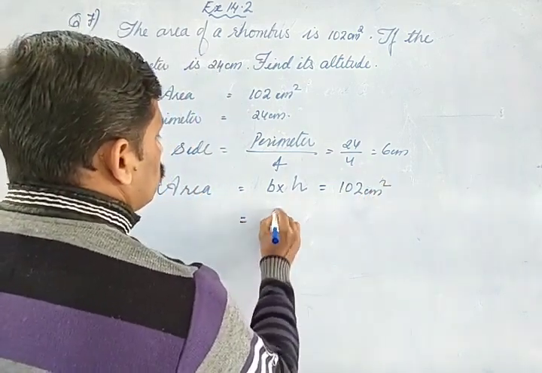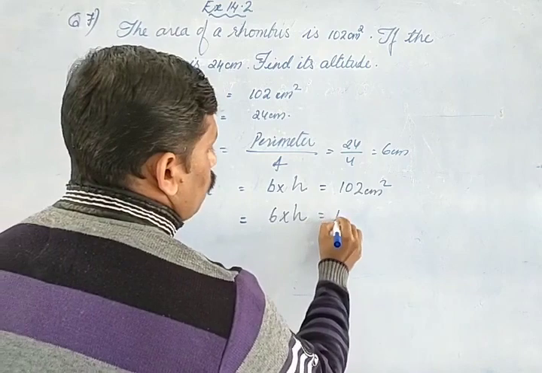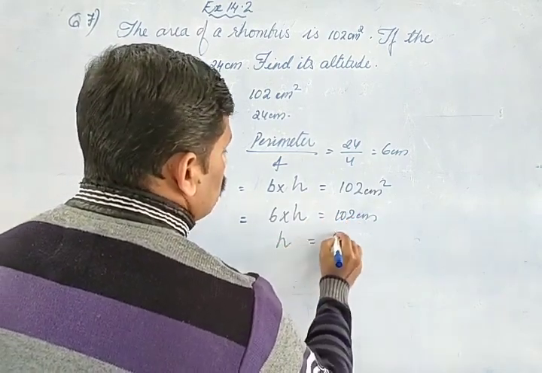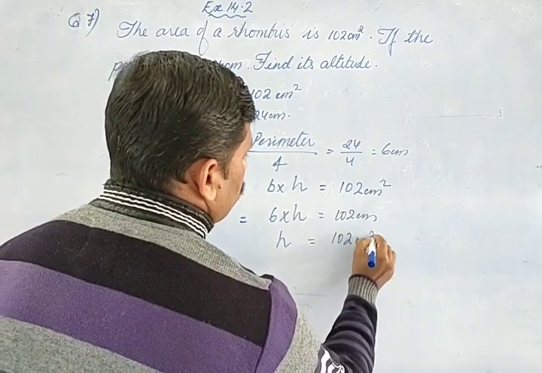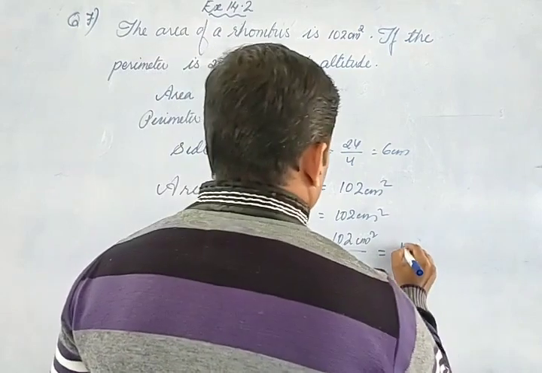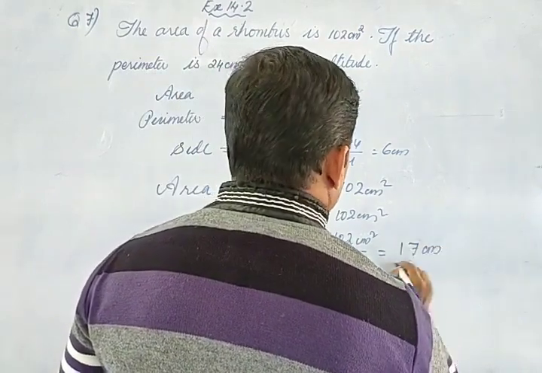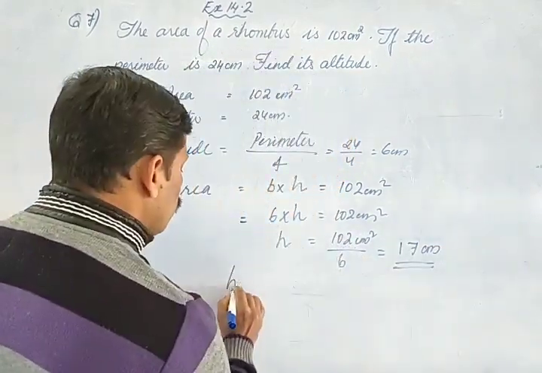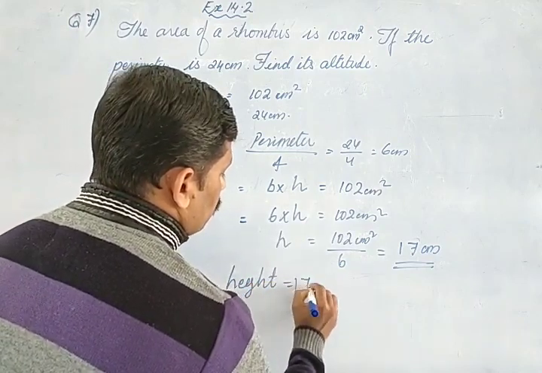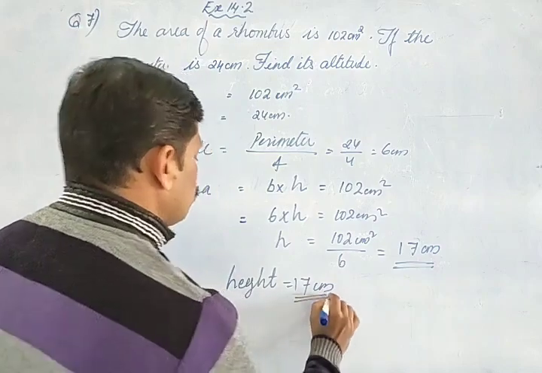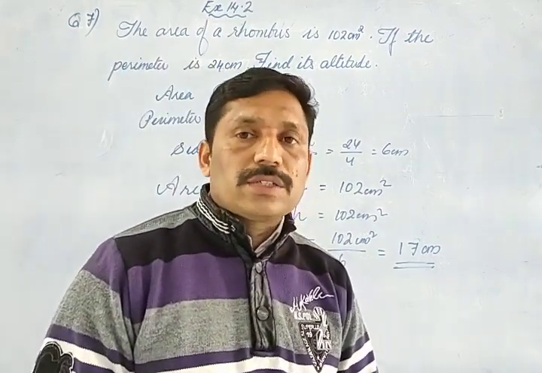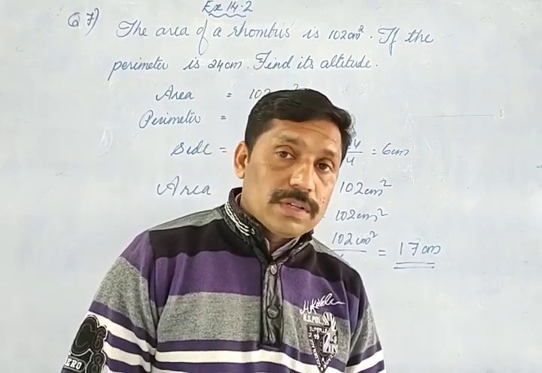That is equal to 6 into height is equal to 102 cm square. Therefore, height is equal to 102 cm square divided by 6. That means 17 centimeters. So, the height of this rhombus is equal to 17 centimeters. I think, students, all of you understood this question, so we are going to solve the next question.